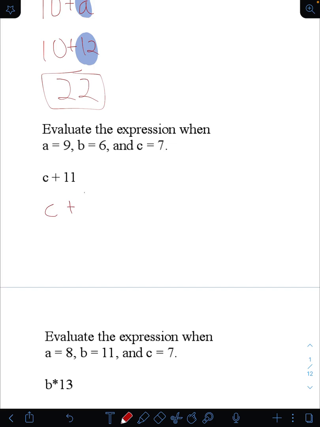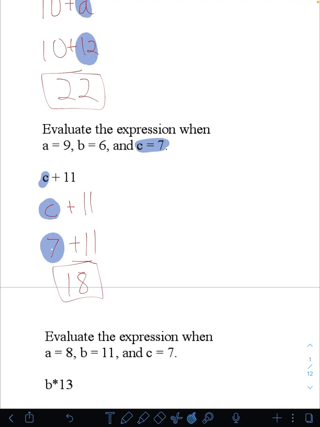C plus 11. Well, what I care about is the C. Ooh, there it is. C is 7. So I just replace that C with a 7. And just simplify it. 7 plus 11 is 18. Okay? Let's look at this one.